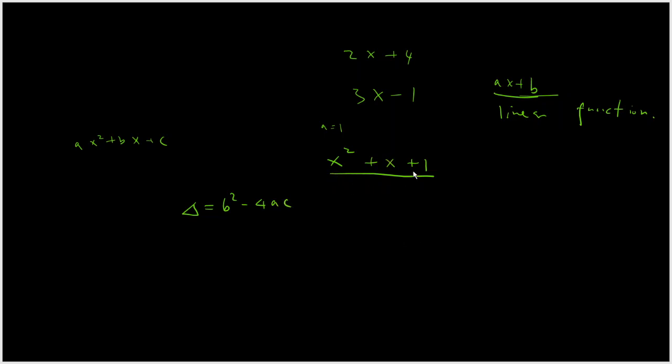Now look at that quadratic function. In this quadratic function, the a value is 1. A is the coefficient of x squared. The b value is also 1. B is the coefficient of x. And the c value is also 1. I made the numbers nicer. Again, a is the coefficient of x squared, b is the coefficient of x, and c is the constant term.